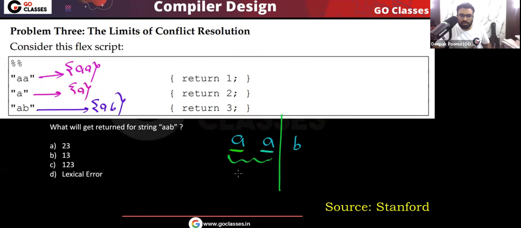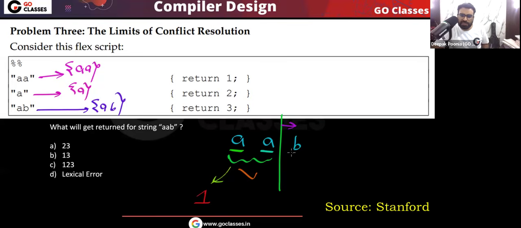Yes or no? So from the longest matching, because we will always go for the longest match, here you can see this is the lexeme we will get. And corresponding to this lexeme, we are going to print 1. Yes or no? This will be printed. This token will be generated, token 1. Now you can see we will start from here.